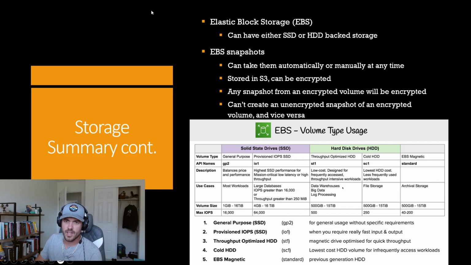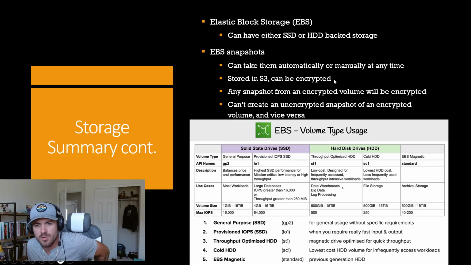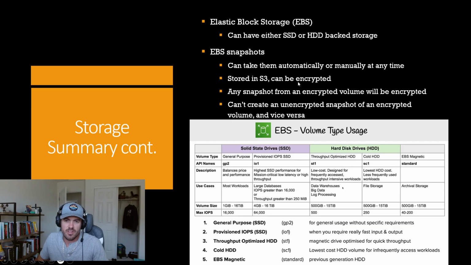All right, so Elastic Block Store, EBS, you can have either SSD or HDD backed storage. EBS snapshots, you can take them either automatically or manually at any time, and the snapshots are going to be stored in S3, and if you want, they can be encrypted. Of course, that's recommended. But remember that any snapshot from an encrypted volume will be encrypted, and you need to match like with like, so you can't create an unencrypted snapshot from an encrypted volume and vice versa, right? So you can't create an encrypted snapshot from an unencrypted volume, okay?